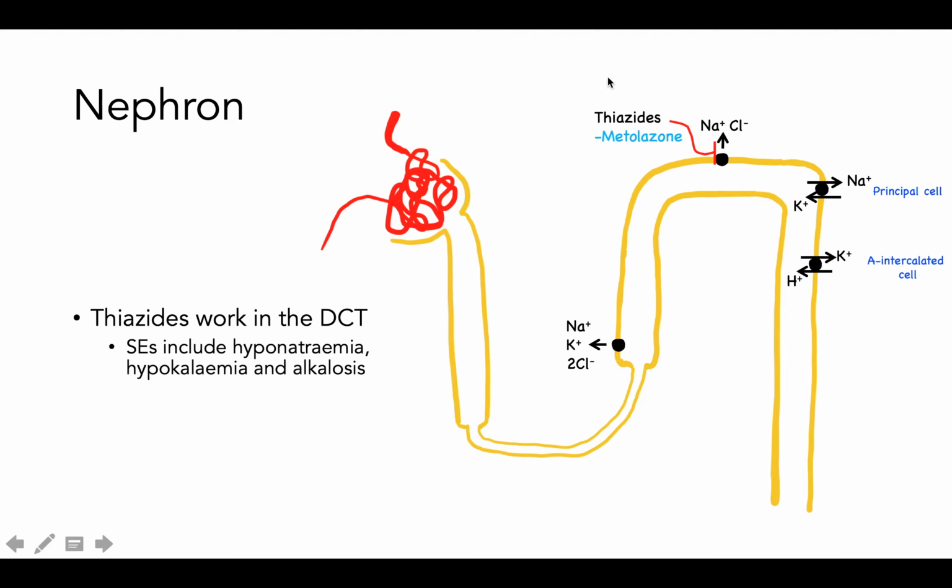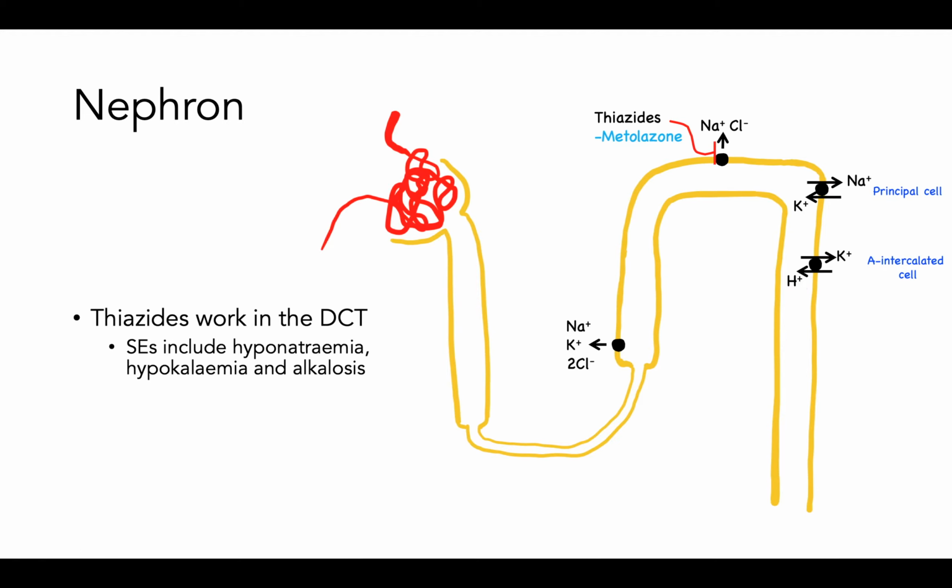So first of all, hyponatremia, low sodium because sodium can't be resorbed here. Second of all, hypokalemia because too much potassium is being excreted here. And lastly, alkalosis because too much H+ is being excreted here.